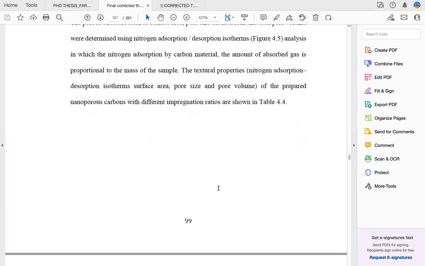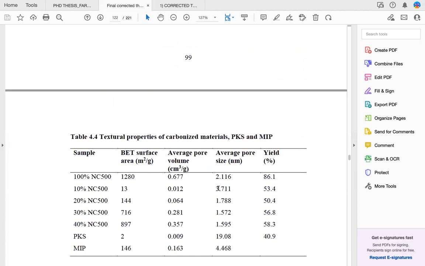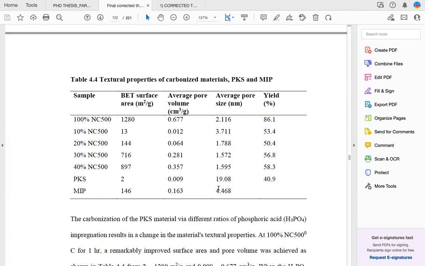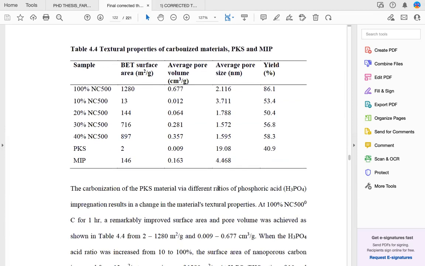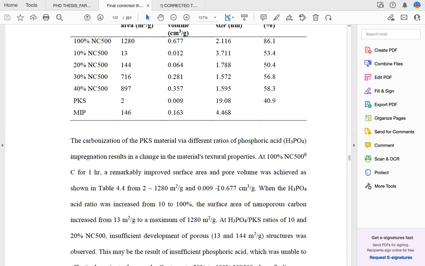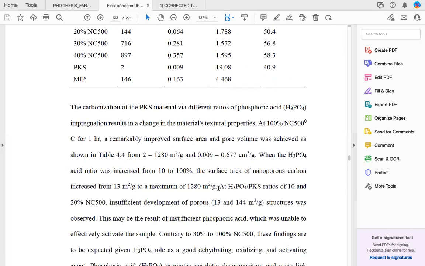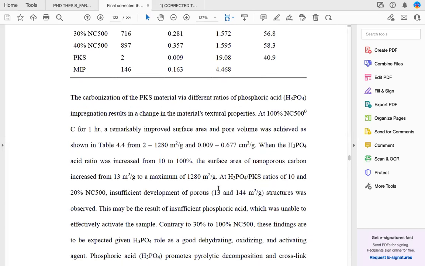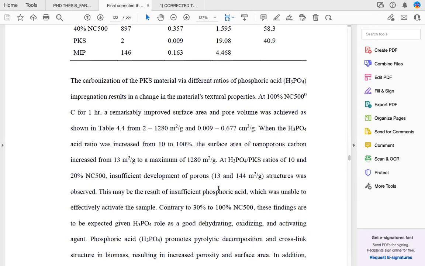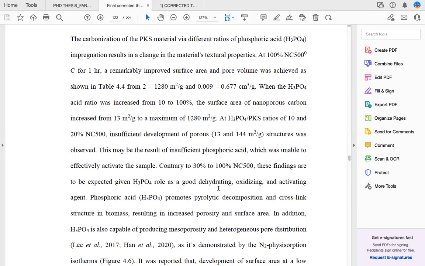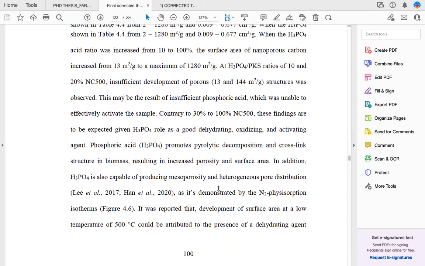So here it is very straightforward. You discuss the pore sizes and the surface area. You want to increase the surface area because in this thesis, we want to capture more mercury. So of course, the greater the surface area, the more mercury you can capture.